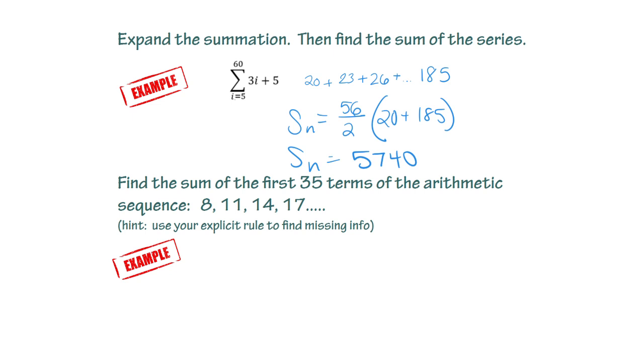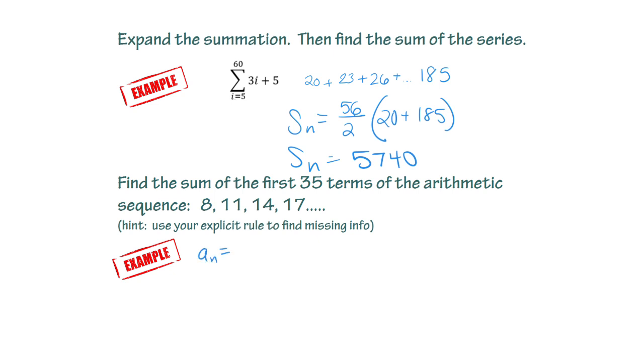Okay, now let's look at the next problem. It says find the sum of the first 35 terms of the arithmetic sequence, and they get it started for us. But we don't have everything we need. To find the sum, we have to know how many terms there are, the n. So yes, I've got 35, so I've got the n. I have to know the first term. Yep, I've got the first term. I have to know the last term. I do not have the last term. And that is where our explicit rule is going to come into play.